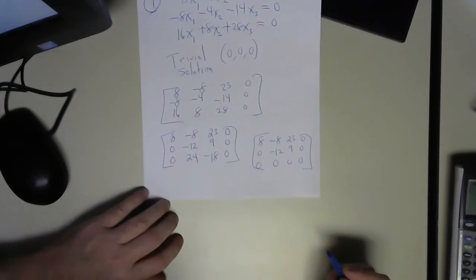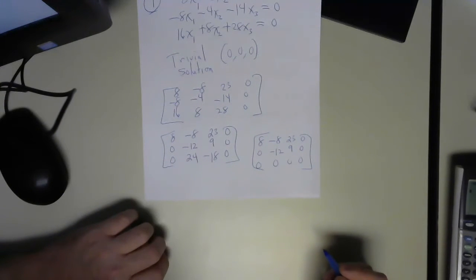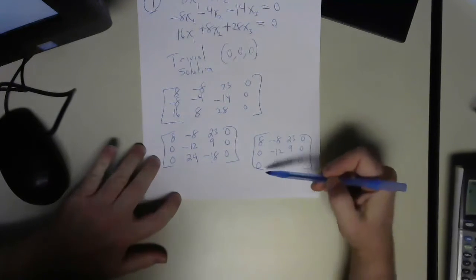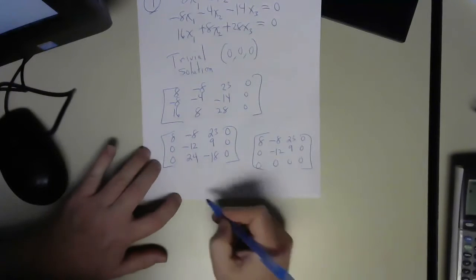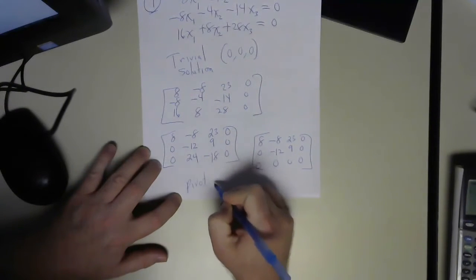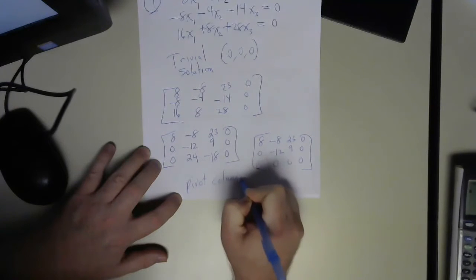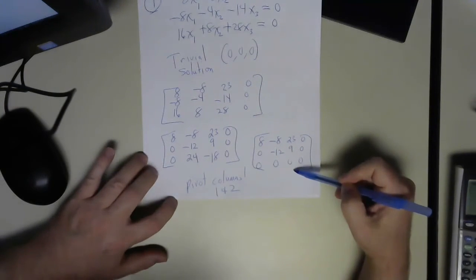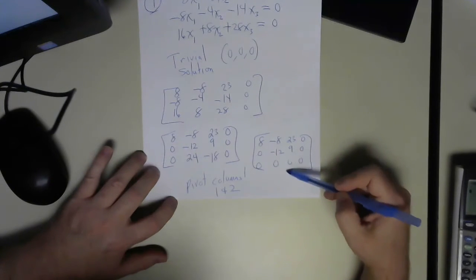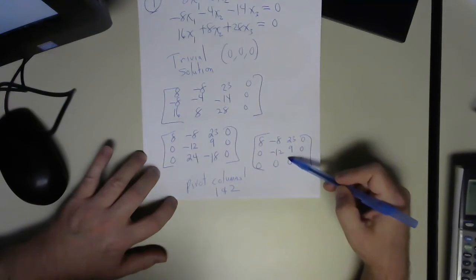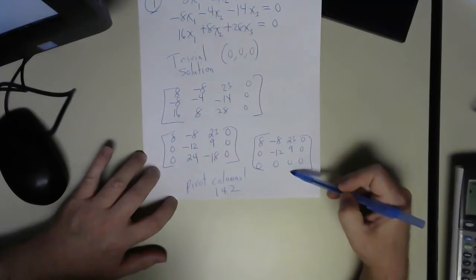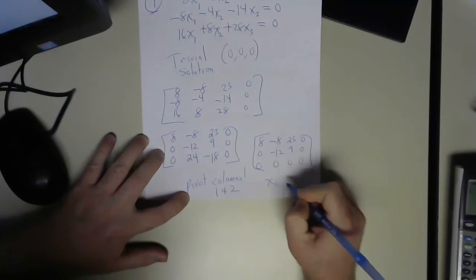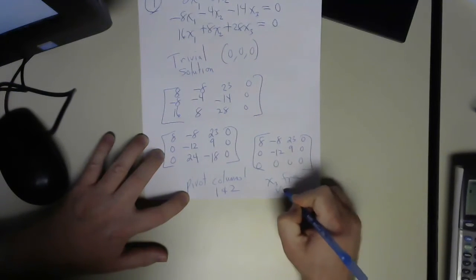Okay, so let's see if we can decide how many free variables we have. Well, notice that the first two columns are pivot columns. But the third column is not a pivot column because I can never change that entry into something non-zero. So the third column corresponds to a free variable. That means x3 is my free variable.